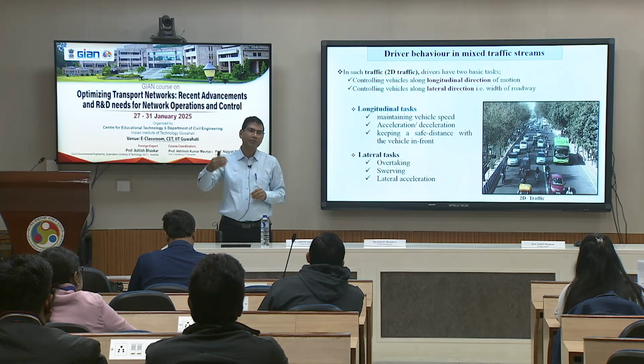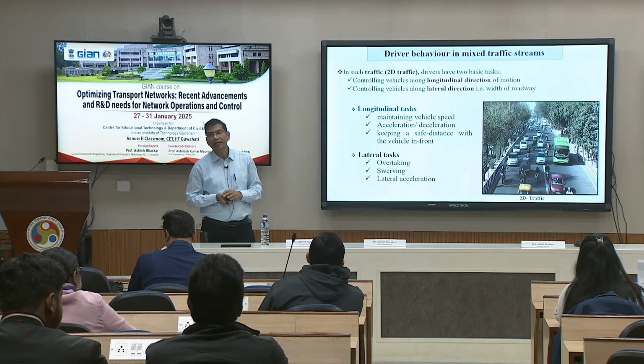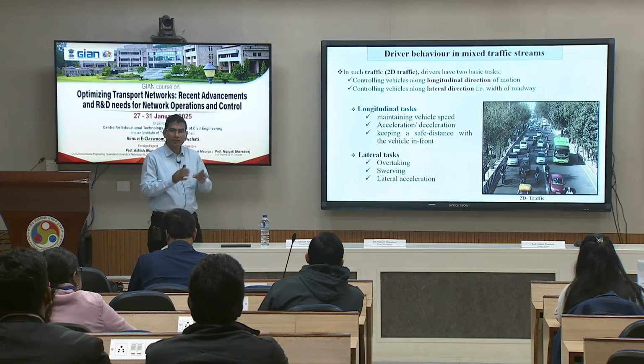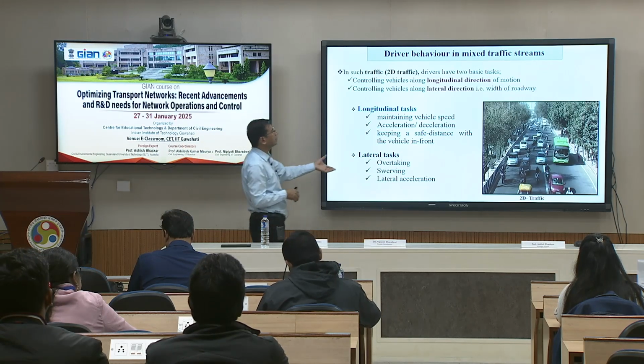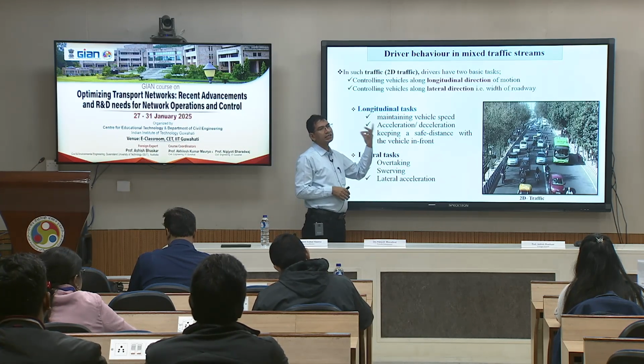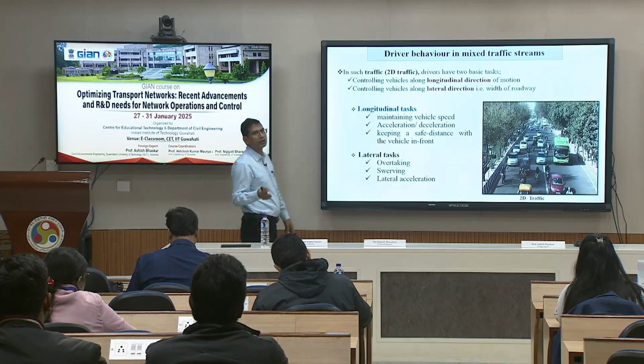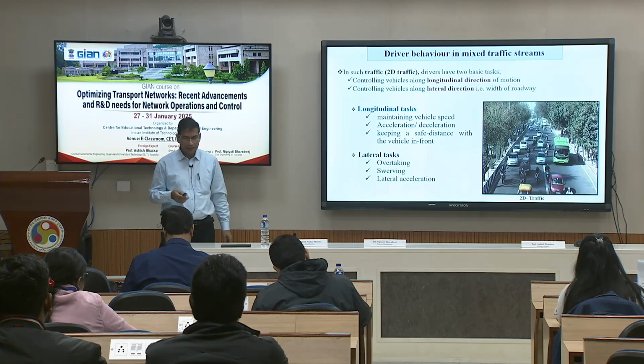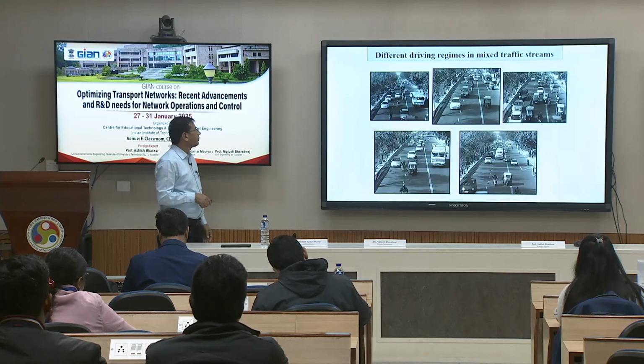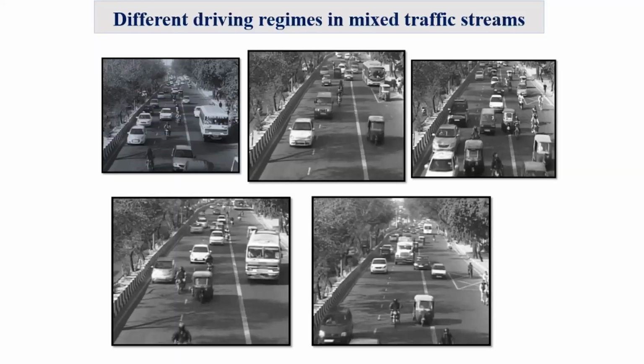So whatever basic simulation models are available for the western world may not directly represent the Indian traffic. So you need to incorporate this 2D interaction in those kinds of models, then you will be able to represent the Indian traffic. So apart from that, what other features do we see?